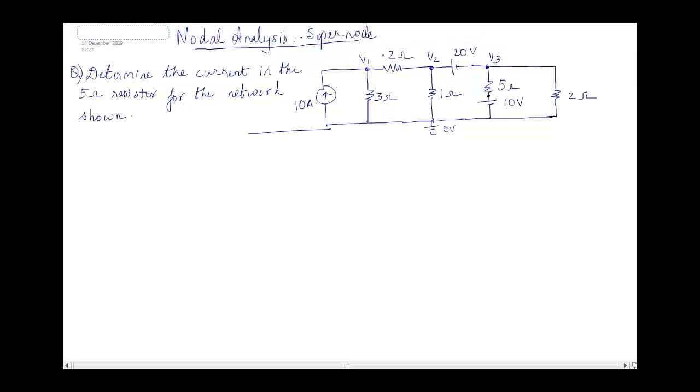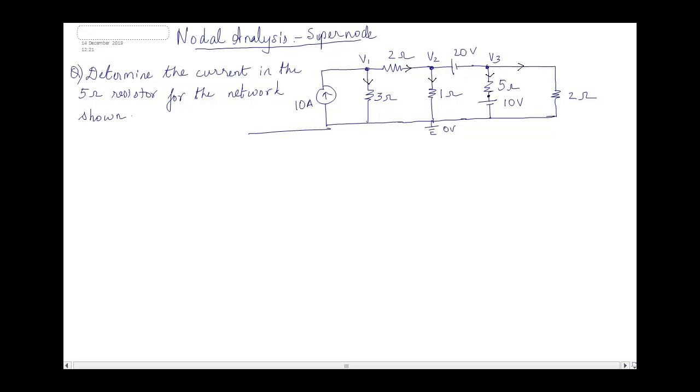Next, as we have already discussed, we have to mark the current direction. So I am assuming that here it will be down. Here it will be in this direction. Here again I am going to draw it down. Here again I am going to draw it down. Here let me draw it in this direction. I have taken the directions arbitrarily.